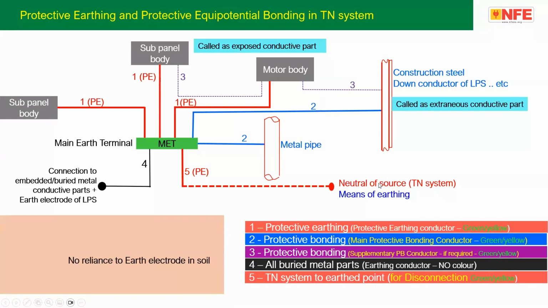So in a TN system, legally we are supposed to follow the TN system in India. The earthing is made in this typical fashion. This is defined in the CEA regulation 2023. It is also defined in the CEA regulation, regulation number 43, sub-regulation 5. I will show you this just in a minute.